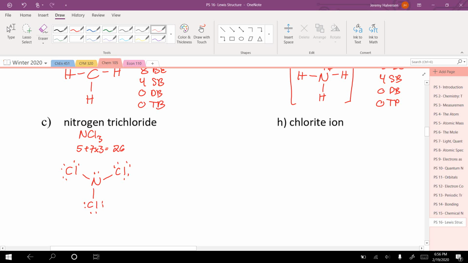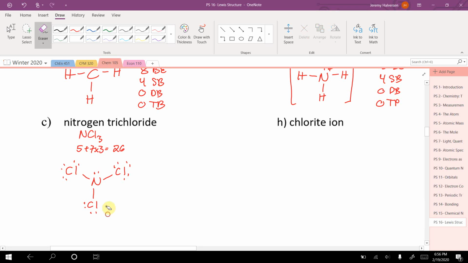Now I got to calculate formal charge. Chlorines want to own 7. This chlorine owns 1, 2, 3, 4, 5, 6, 7. So the result, it's 0. All of these are in the same condition, so it's 0. Nitrogen wants to own 5. It owns 1, 2, 3, 4, 5, so it's 0. Awesome, I'm done.